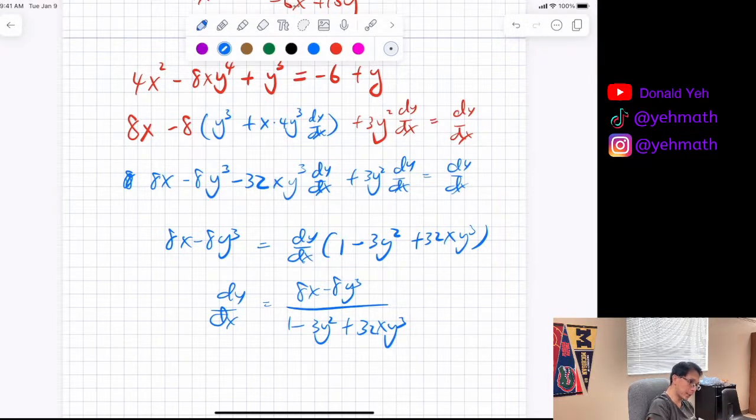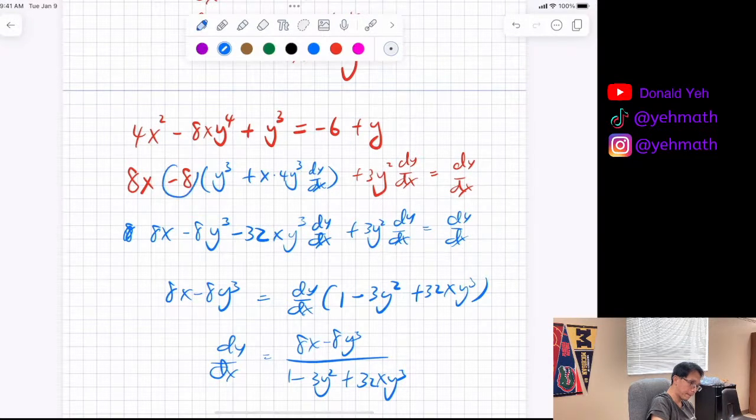I distribute this negative 8. What happened to y cubed? Huh? 8y cubed. So there's a parenthesis right here, right? There's a product rule, right?